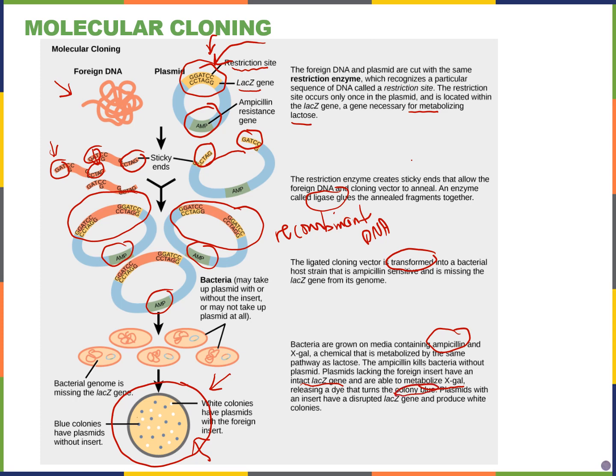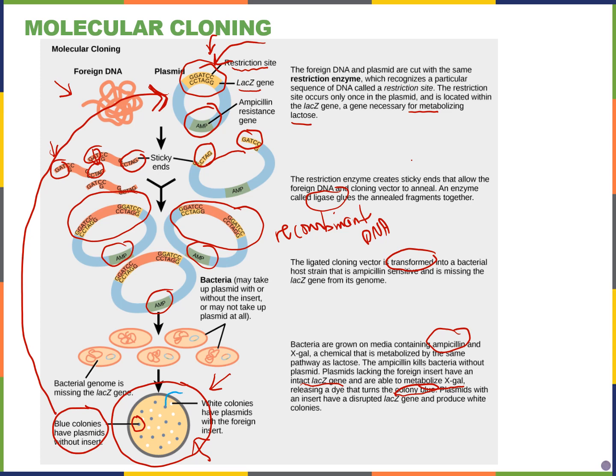So anytime you see a blue colony, that means you got the plasmid into the cell, but the plasmid looked like this on the top right, without the gene of interest. So you don't care about those. You want only plasmids with the gene of interest.